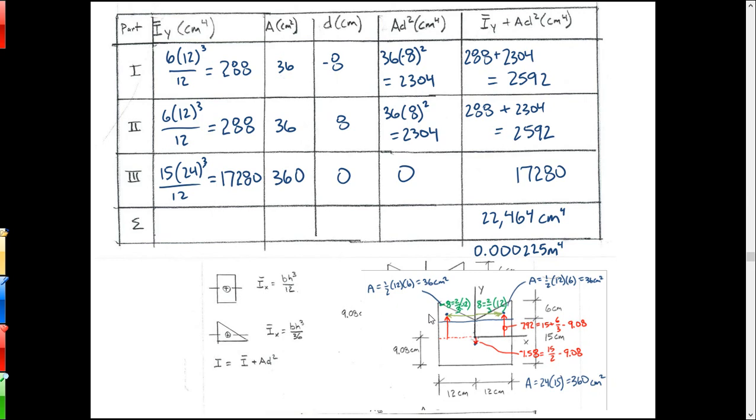And then the base is 15, because that's parallel to the y-axis. The height is 24 cubed over 12, 17,280. Area 360, but it really doesn't matter because the offset distance is 0. So 0 squared is 0, so 17,280. Add everything up, you get 22,464.